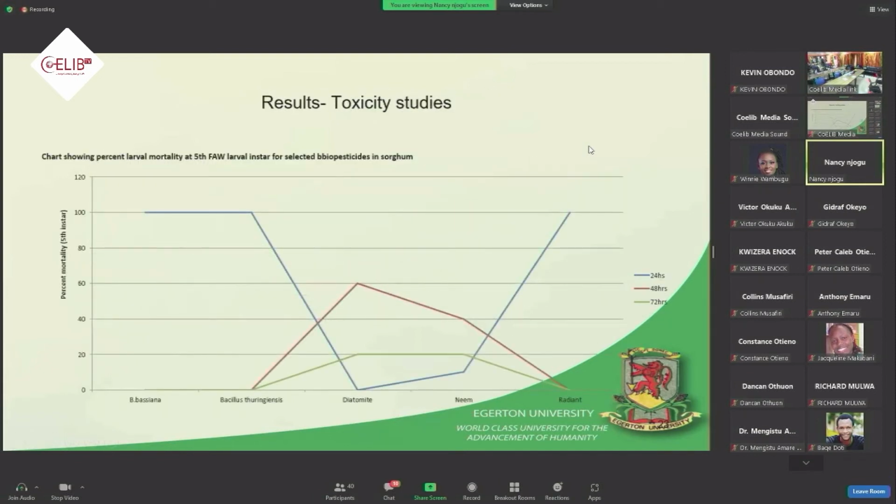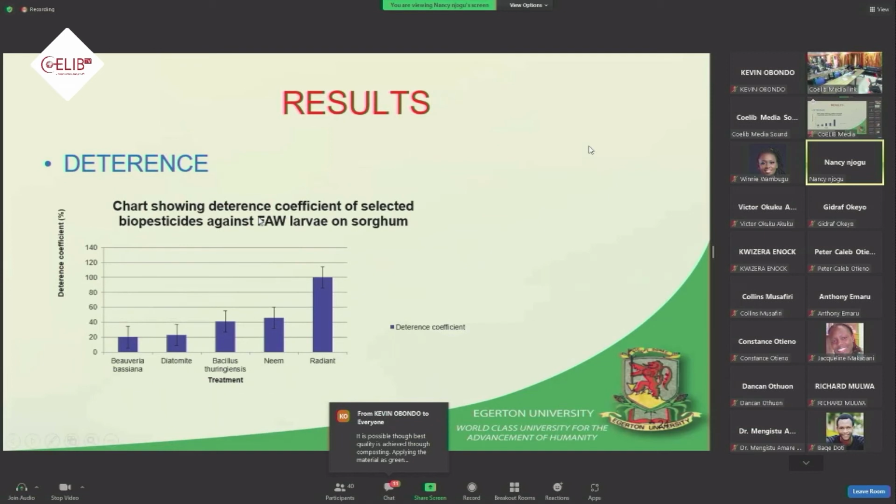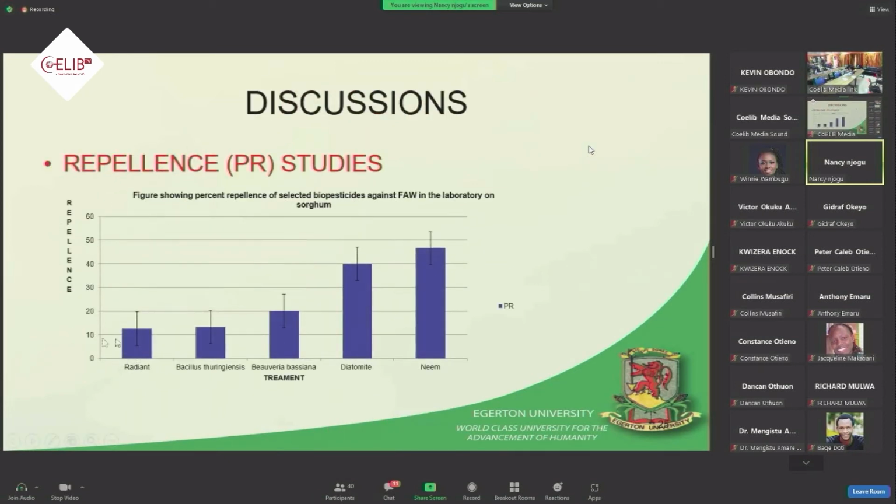For the fifth instar larvae, it was very easy to control, in fact, within the first 24 hours. And for deterrence coefficient, Beauveria bassiana was the least, while Radiant and Neem had the highest deterrence coefficient. For the repellents, Neem had the highest, followed by diatomite and Beauveria bassiana.